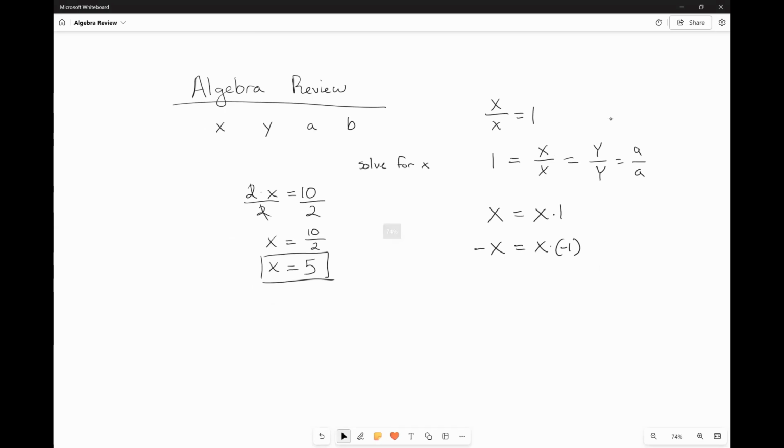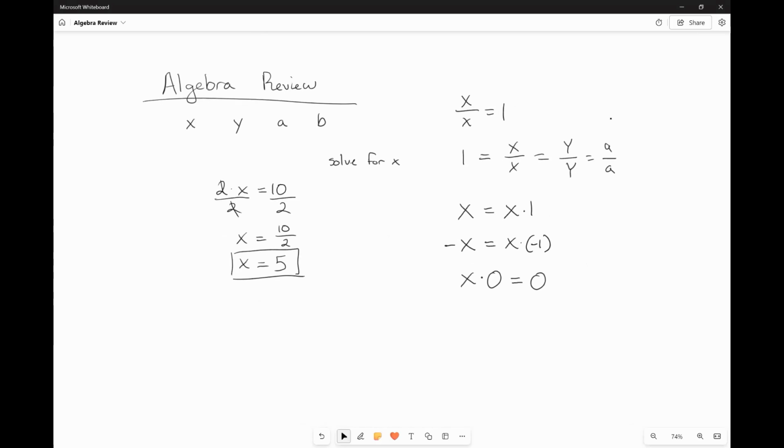Next, I'll just point out that if you ever have a value and you multiply that value by 0, then that equals 0. Any variable times 0 is just equal to 0. These are some pretty straightforward things.